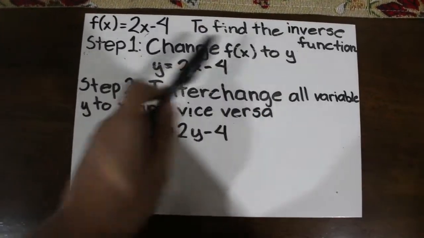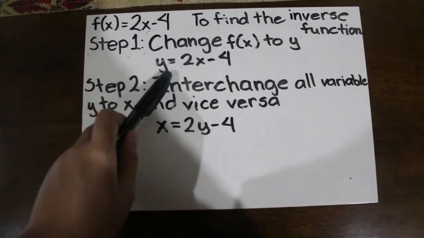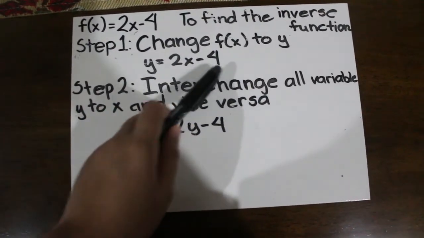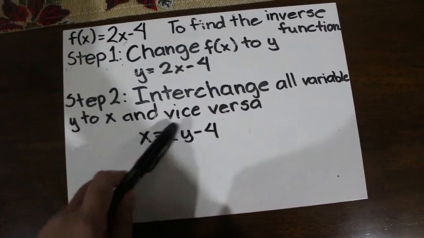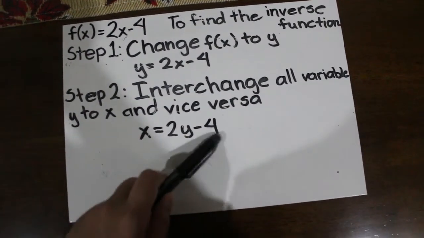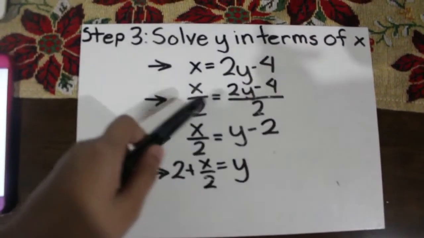To find the inverse function, step 1. Change f of x to y. Then it will be y equals 2x minus 4. Step 2. Interchange all variable y to x and vice versa. It will be x equals 2y minus 4. Step 3. Solve y in terms of x.